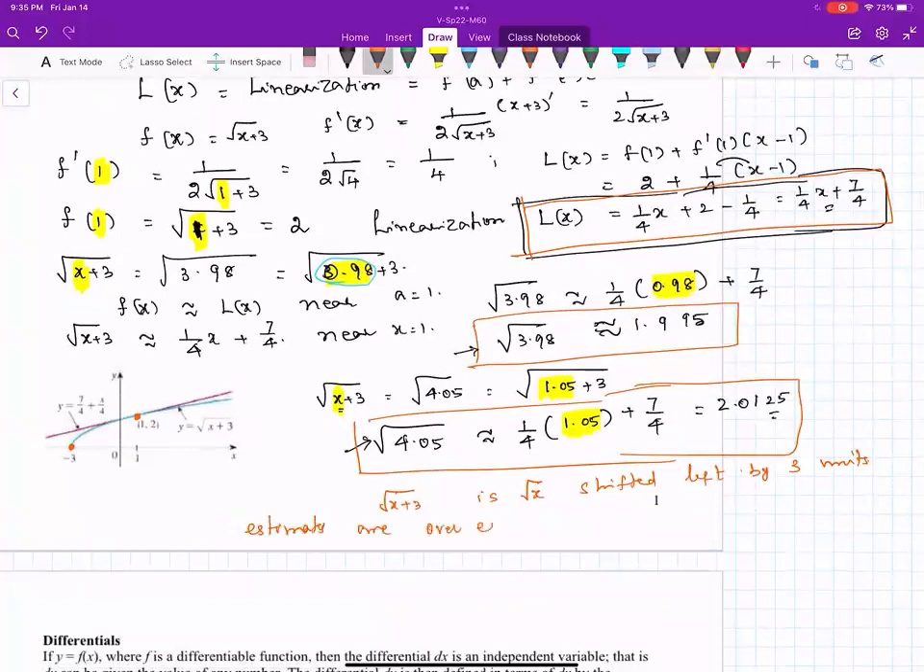Slightly overestimates. If you want to give a reason, say that because the tangent lies above the curve.